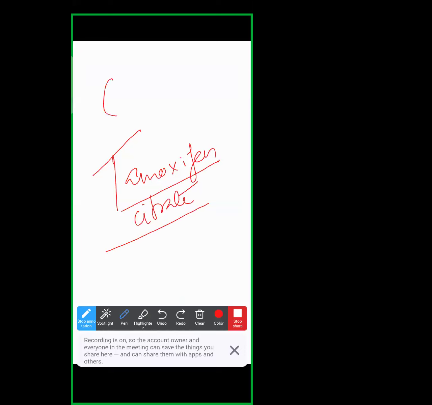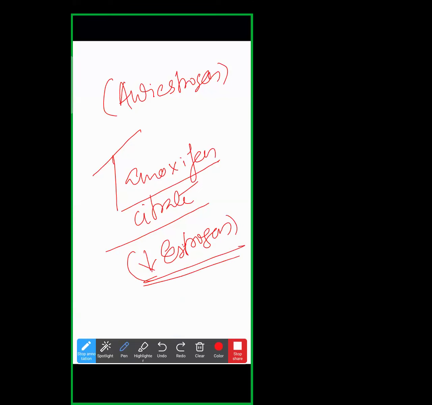Tamoxifen citrate, the action is what? Anti-estrogen. It will always help to decrease the estrogen level in the body. Okay, one of the main risk factors of breast cancer is what? Increased estrogen. Whenever estrogen is very high, there's a high risk of developing what? Breast cancer. So after mastectomy, we want to keep the patient on tamoxifen citrate.